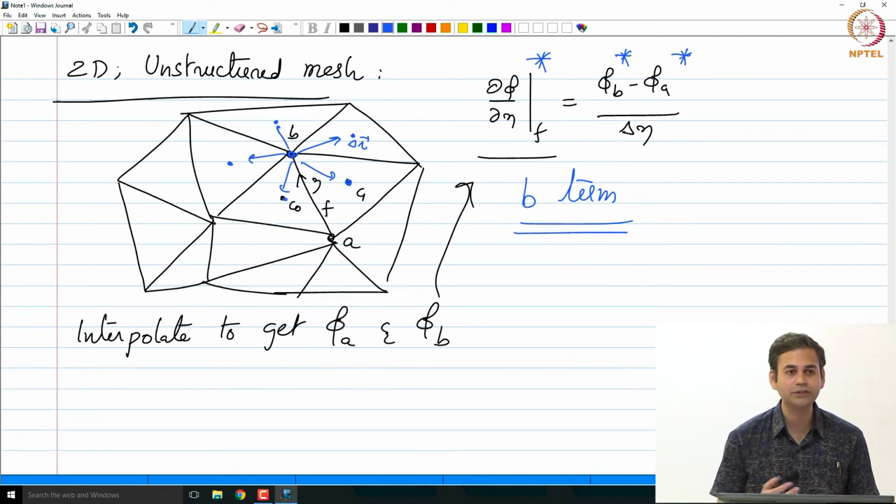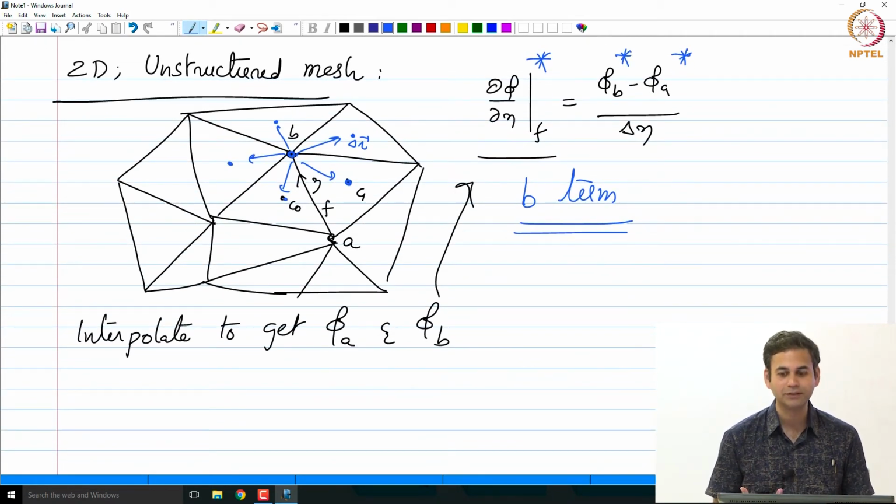Now, at the time of convergence what would happen? Phi b would be the same as phi b star, and your secondary gradient would be obtained exactly. It will not be 0, it will be obtained exactly, right, that is all. Questions? No? Clear. Okay. Let us move on.